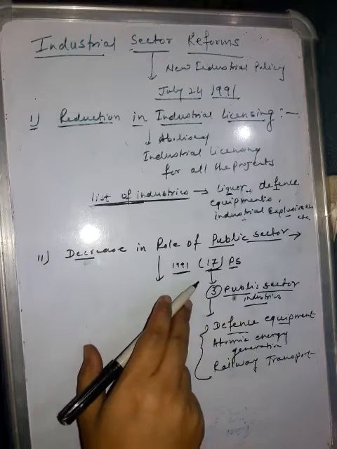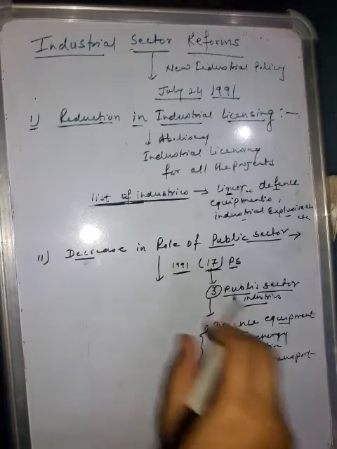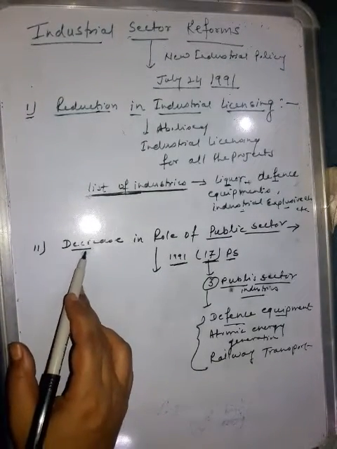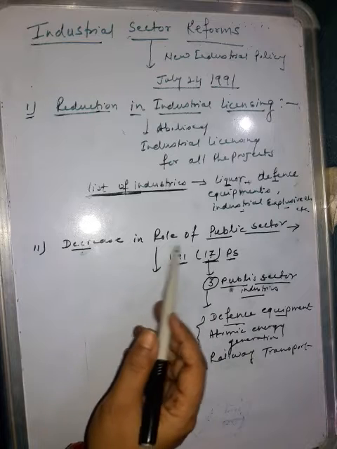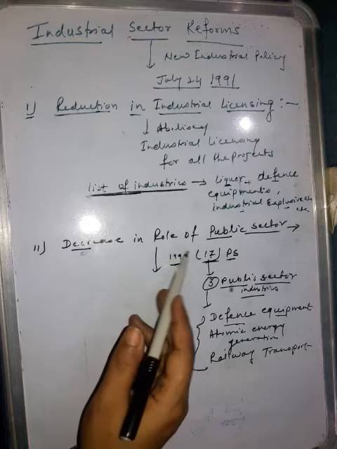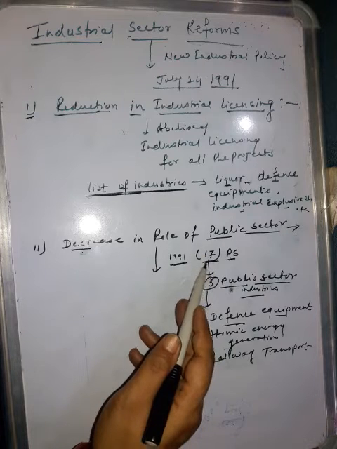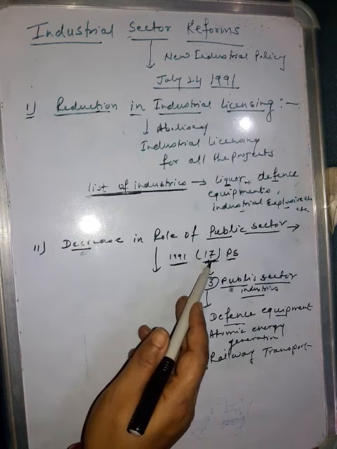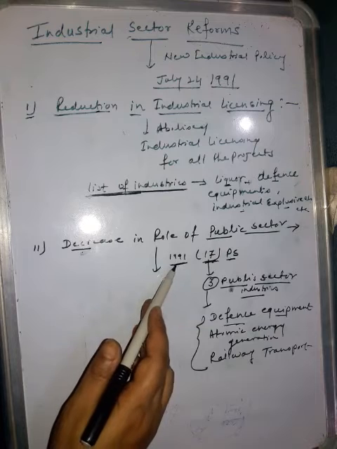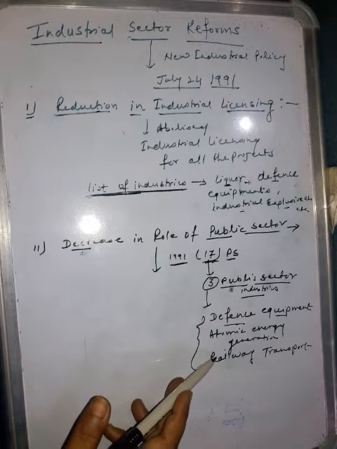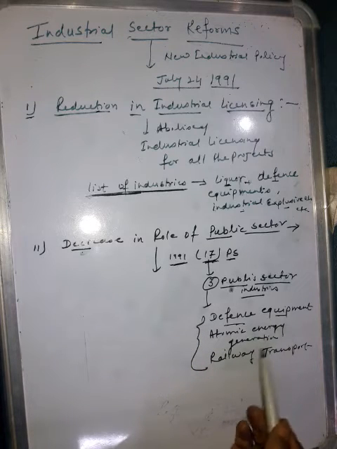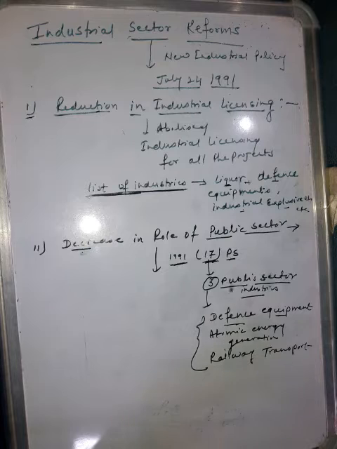Earlier, before 1991, 17 public sector industries were under the control of the government. So students, this is the second reform introduced by the government: decrease in the role of public sector. Earlier, before 1991, most of the sector was controlled by the government or public sector. Exclusively 17 main industries were public sector enterprises, and their number was reduced to 3 in 1991. These three industries were still in the control of the government: defense equipment, atomic energy generation, and railway transport.